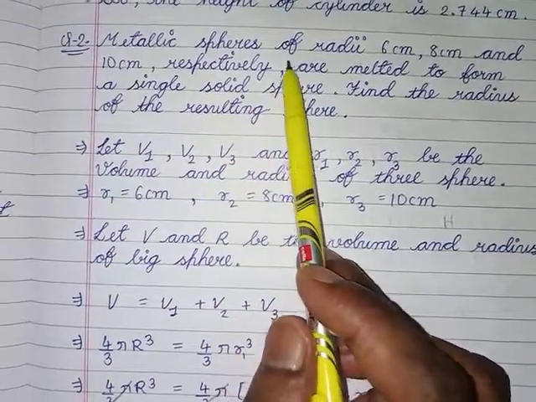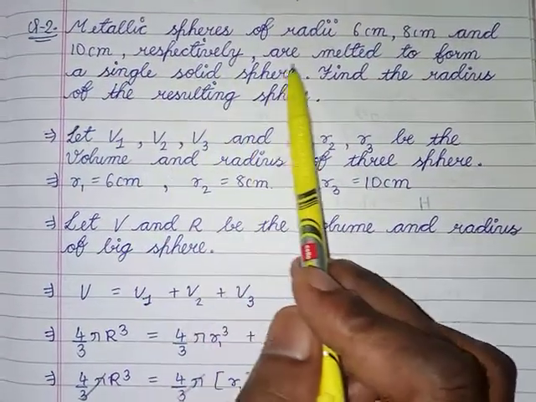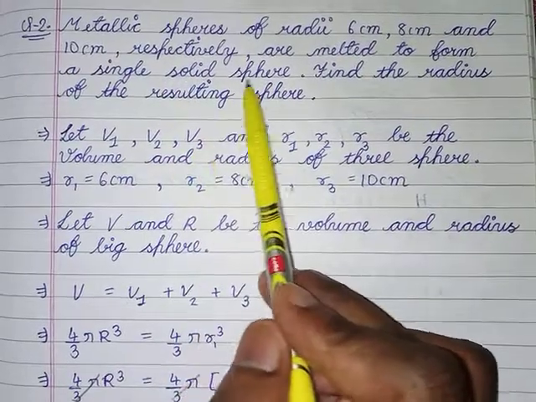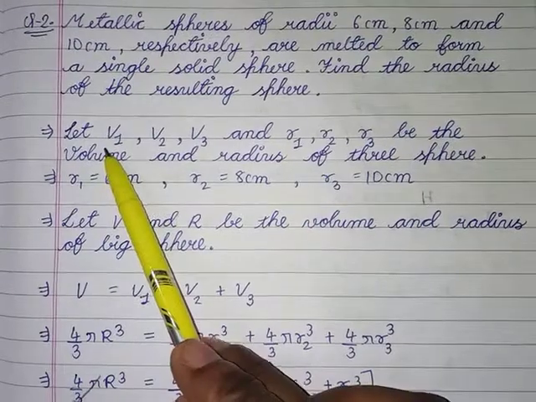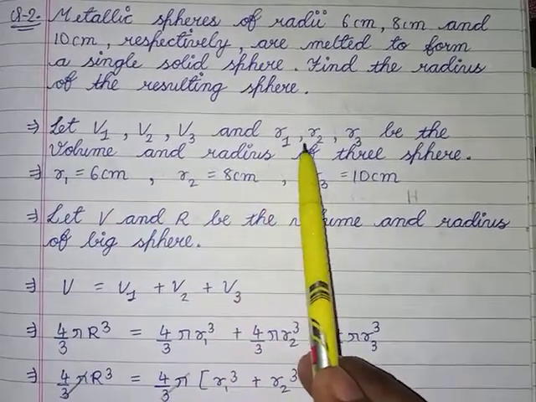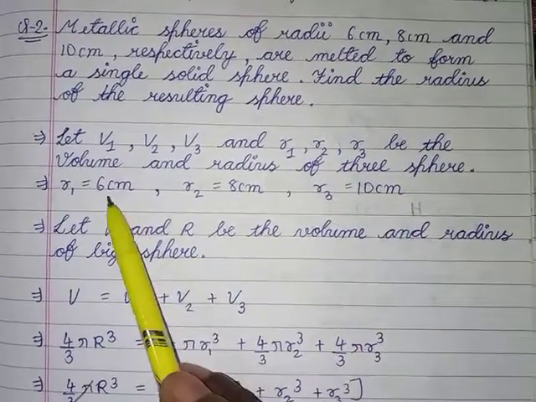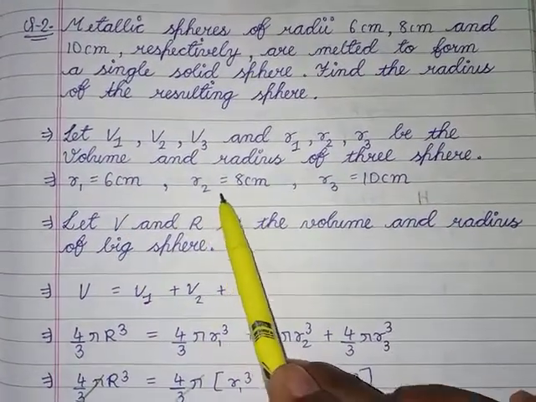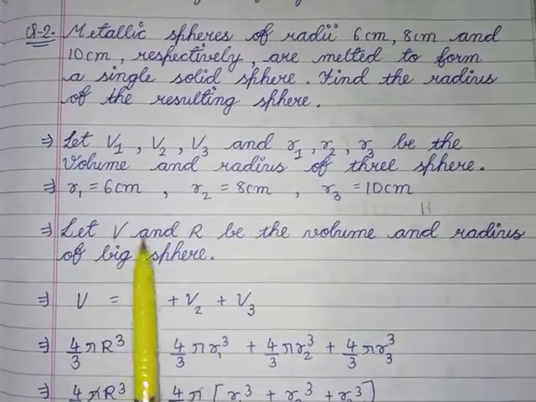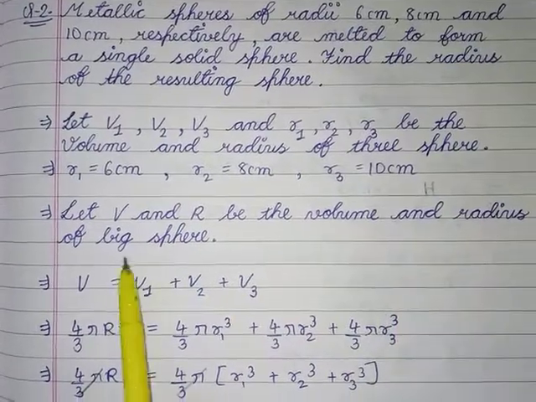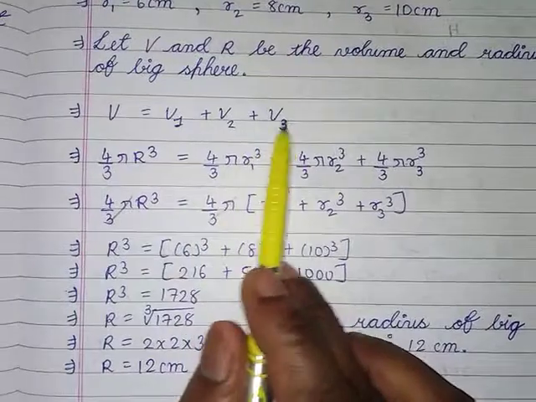Second one: metallic spheres of radius 6 centimeter, 8 centimeter and 10 centimeter respectively are melted to form a single solid sphere. Find the radius of the resulting sphere. Let V1, V2, V3 and R1, R2, R3 be the volume and the radius of the three spheres. So R1 is equal to 6 centimeter, R2 is equal to 8 centimeter, R3 is equal to 10 centimeter. Let V and R be the volume and radius of the big sphere. So V is equal to V1 plus V2 plus V3.